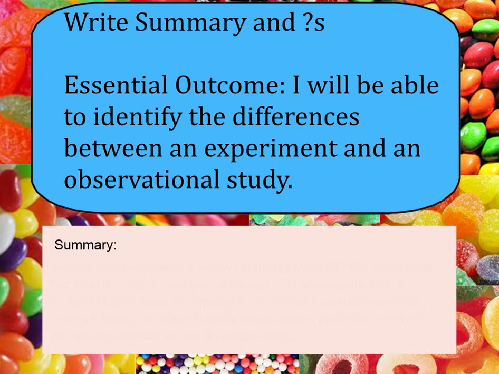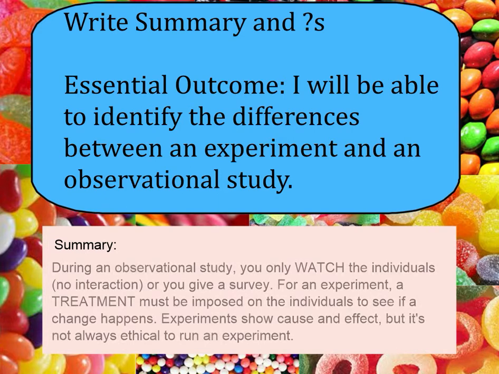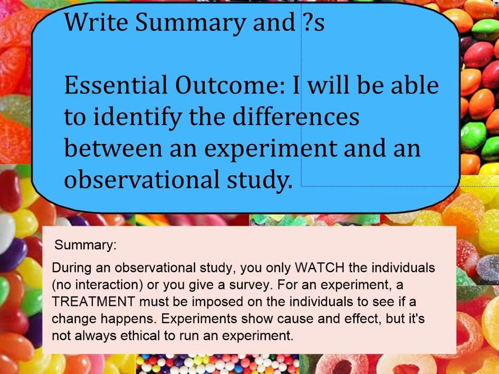If you take a look now, here's what I would say for my summary of what you learned today. During an observation, you only watch the individuals. There's no interaction. Or you give a survey. For an experiment, a treatment must be imposed on the individuals to see if a change happens. Experiments show cause and effect, but it's not always ethical to run an experiment.